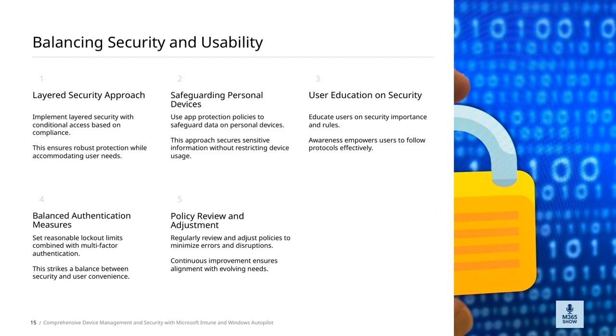On this slide, I want to emphasize the importance of regularly reviewing and adjusting our policies. As technology and user needs evolve, our policies should too. Continuous improvement ensures that we're minimizing errors and disruptions while maintaining strong security. When it comes to authentication, setting reasonable lockout limits combined with multi-factor authentication really strikes a balance. It keeps our systems secure without making the login process too frustrating for users. It's all about finding that middle ground.